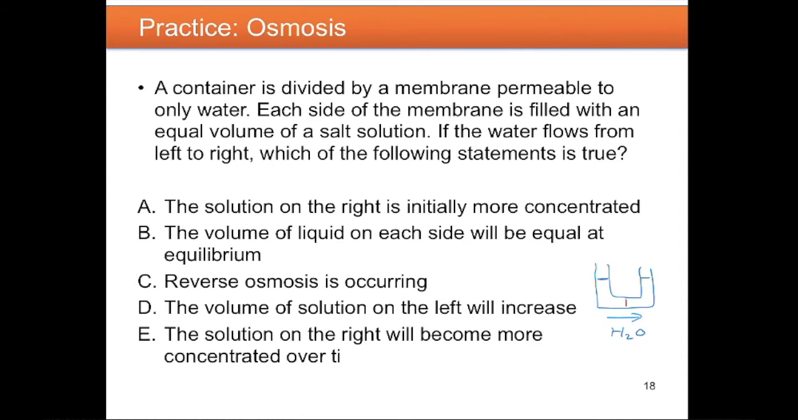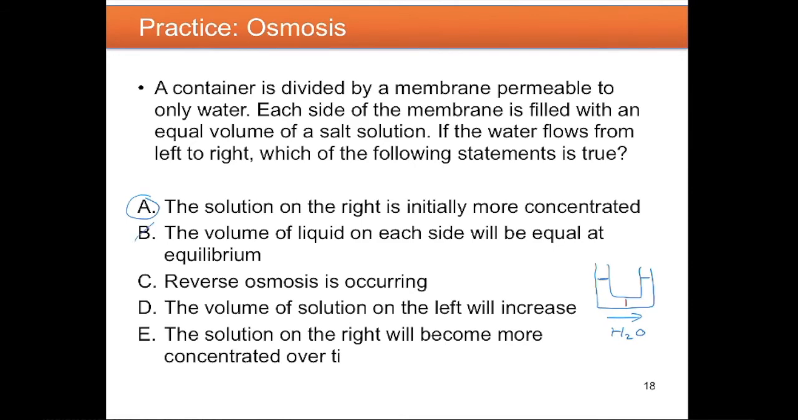So let's see, A, the solution on the right is more concentrated. That would be true, because if that was true, then we have low solute on the left, high solute on the right. So A is true. B, the volume of liquid on each side will be equal at equilibrium. Well, that won't be true because the water is flowing somewhere, right? It starts off initially at the same height, and then the water's flowing left to right, so the volume of the right-hand side is going to increase over time, so B is not right.